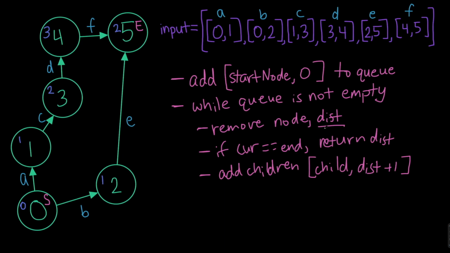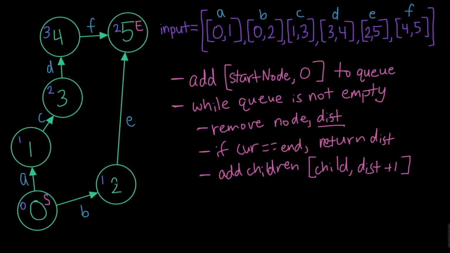The idea is the first time we ever find the end node, we know we found the shortest path because BFS goes level by level. Now the question becomes, why are we adding the child and then dist plus 1 to the queue? Well, we discussed that every element of the queue needs to contain two pieces of information. The first is the node, and the second is that node's distance from the start node. Now, the node itself is not too difficult to explain. That's just how you do a BFS. But why is the distance equal to dist plus 1?